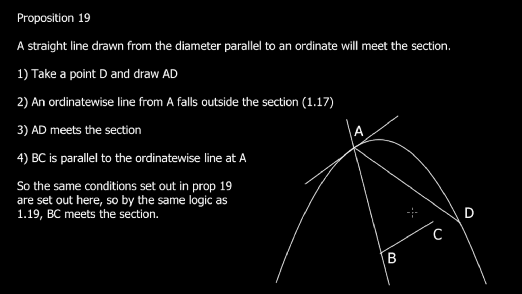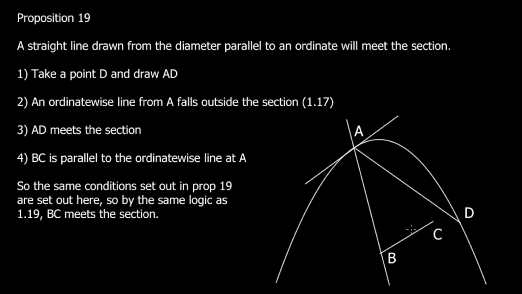You'll notice that this is very similar to the previous proposition, Proposition 18, but this is a more specific case. In 18, we just had some line parallel to some line that crosses the section, and we wanted to know if it would exit the section in both directions. And in this proposition, we have the lines being specifically ordinate-wise. So this is a more specific case of 18.